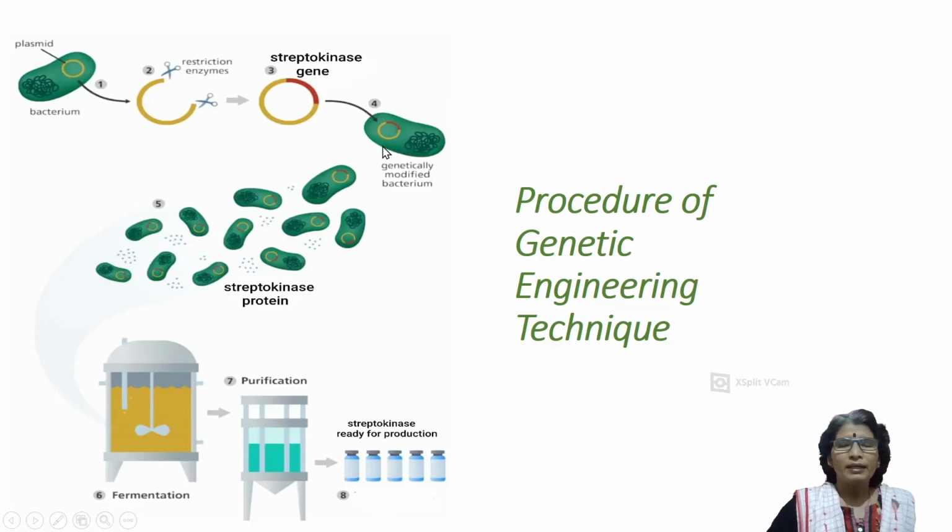Then this bacteria goes on to multiply. After so many multiplications, the number increases. So all these bacteria start producing streptokinase protein, and these bacteria are grown in a fermenter. After completing the fermentation process, this streptokinase protein undergoes a purification process. After purification, this enzyme is sealed in small bottles. These small bottles are transported to the hospitals. This medicine is given only to heart patients at the time of a heart attack to protect the patient.